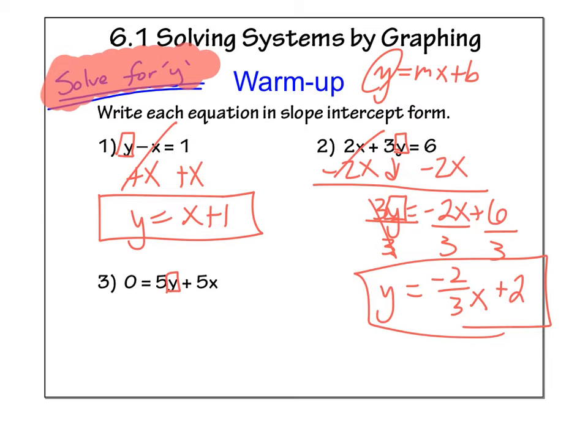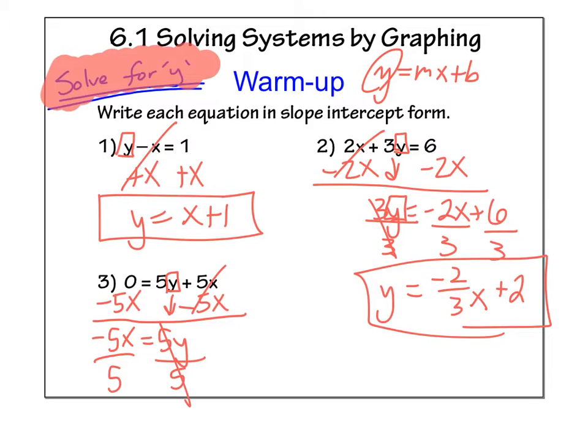Number 3, the y, notice it is on the right-hand side of the equation. That's okay. We could still proceed to get y by itself, regardless of what side it's on. 5y equals 0 minus 5x is negative 5x. And I'm solving for y still, so I will divide both sides. And I get negative 5 divided by 5, which is negative 1x. So there's your warm-up problems.